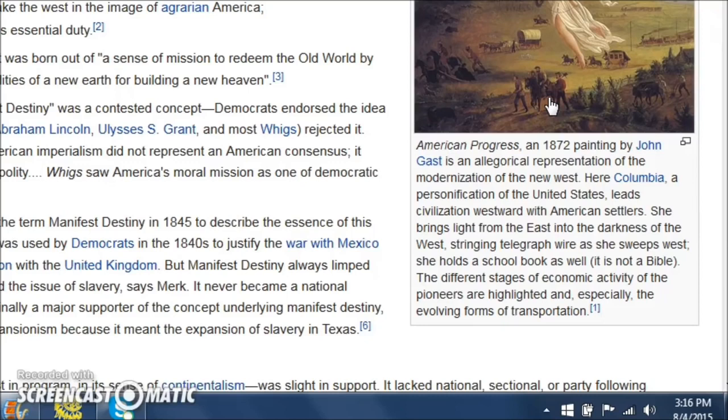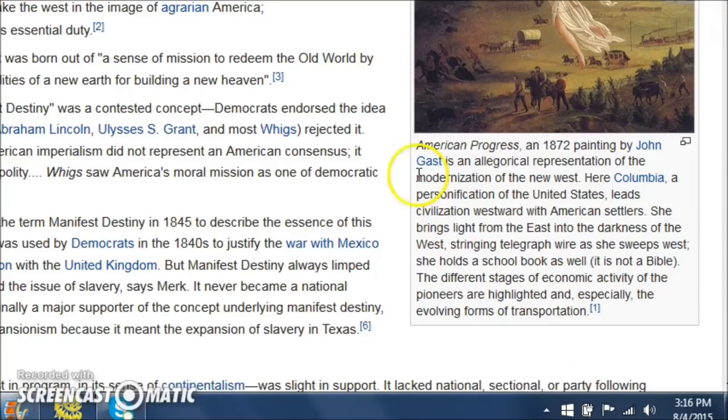American Progress, a painting. Here, Columbia is a personification of the United States, leading civilization westward with American settlers. She brings the light from the east into the darkness of the west, stringing telephone wires. She sweeps west. She holds a school book as well, not a Bible. The different stages of economic activity of the pioneers are highlighted, and especially the evolving forms of transportation.